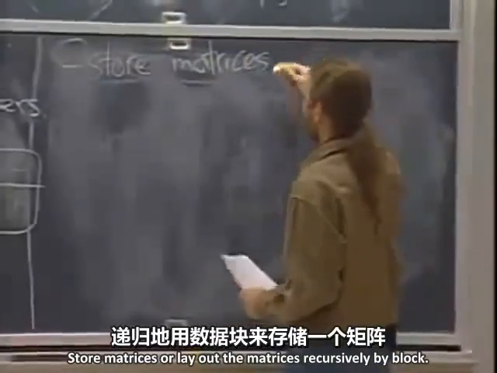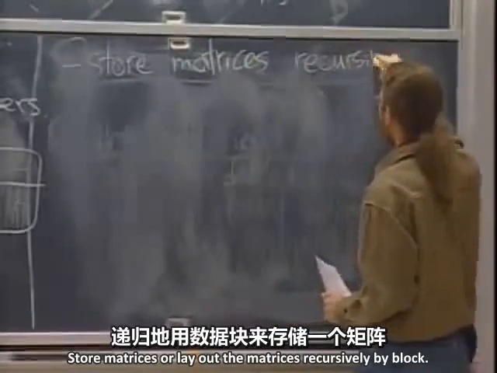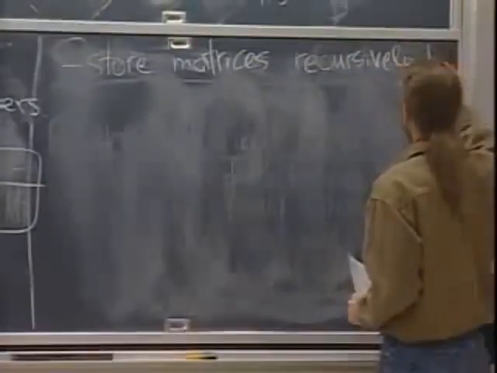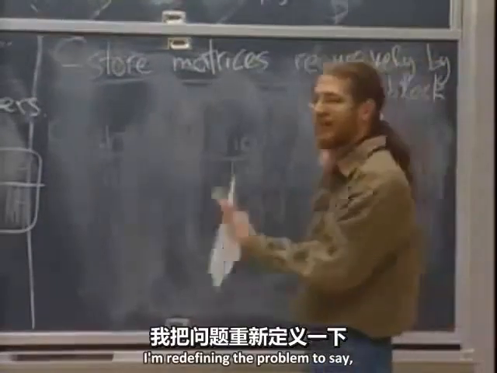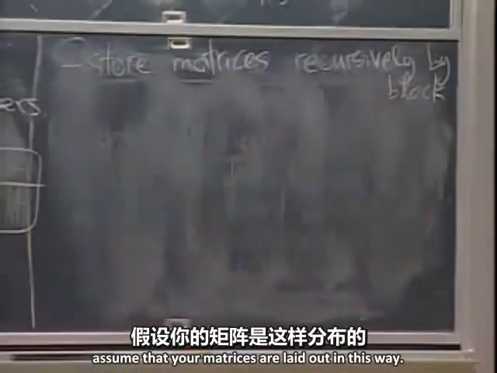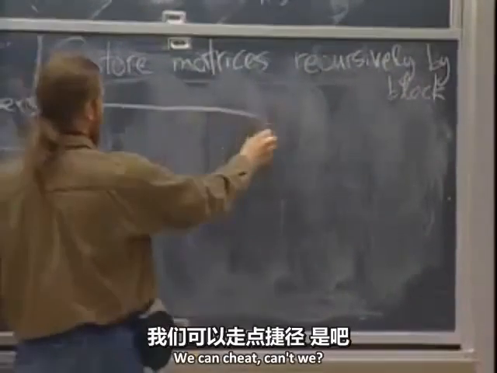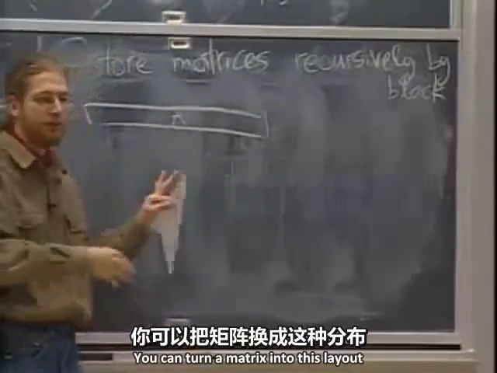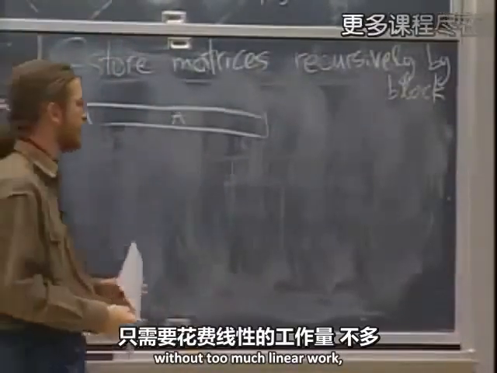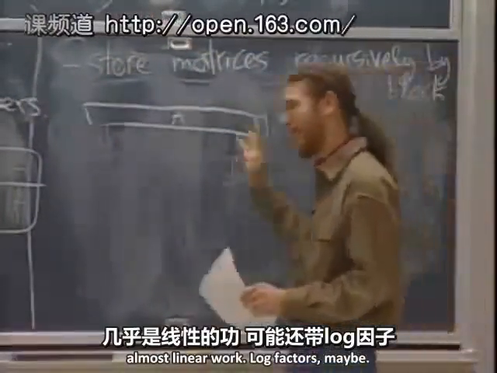Store matrices, or lay out the matrices recursively by block. Okay, I'm cheating a little bit. I'm redefining the problem to say, assume that your matrices are laid out in this way. But it doesn't really matter. We can cheat, can't we? In fact, it doesn't matter. You can turn a matrix into this layout without too much work, linear work. Almost linear work. Log factors, maybe.